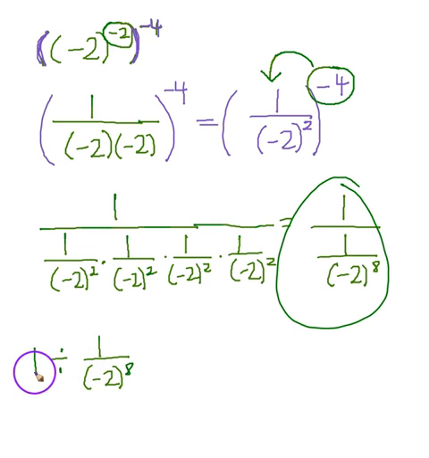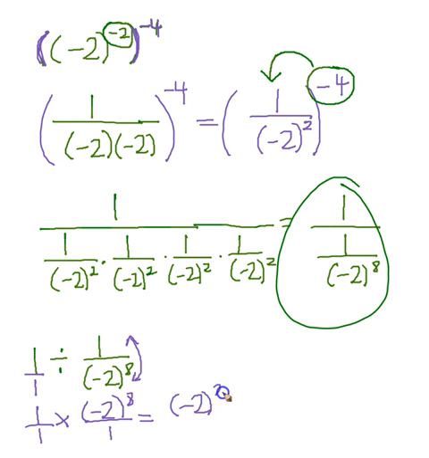Some of you are used to hearing it as keep, change, flip. So I'm going to go ahead and multiply that by the reciprocal. We're going to do 1 over 1, change that to multiplication, and then take the reciprocal of this, which is negative 2 to the 8th power over 1. If I multiply straight across, I'm going to be left with negative 2 to the 8th power divided by 1, which is simply negative 2 to the 8th power.